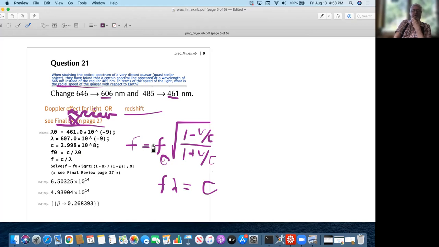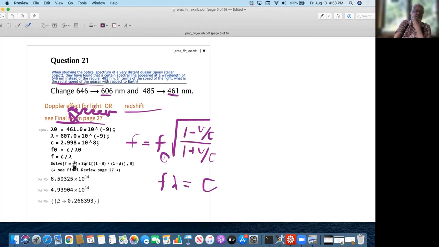So, you know, this is just a simple algebraic equation to solve. We just solved it here with a computer program. And so it comes out to be some number between 0 and 1. That's the redshift, the change in the frequency.